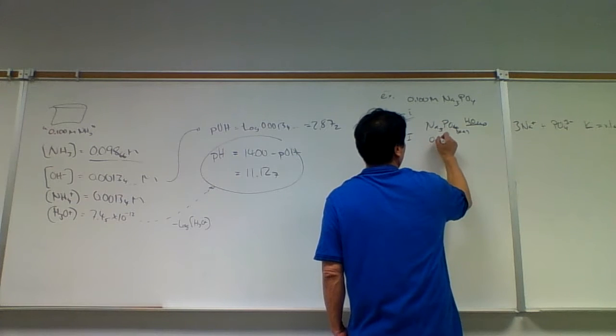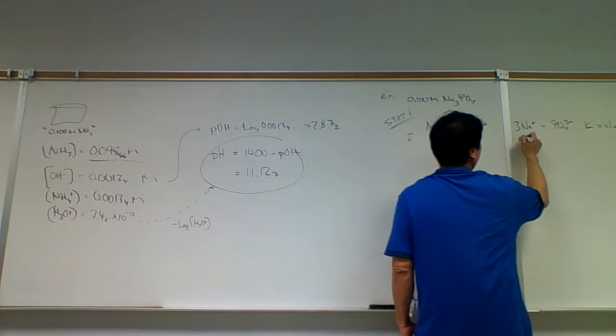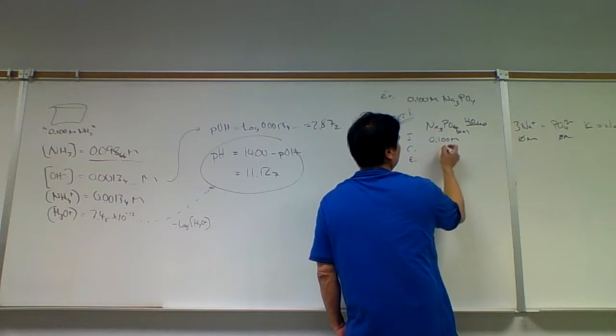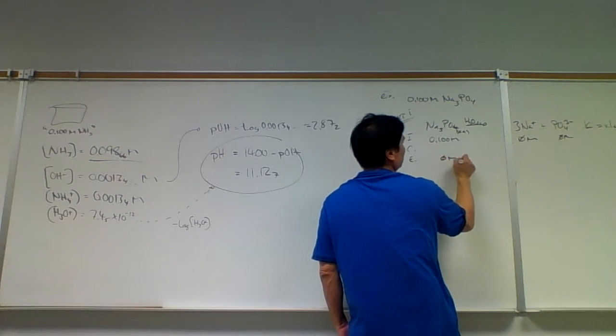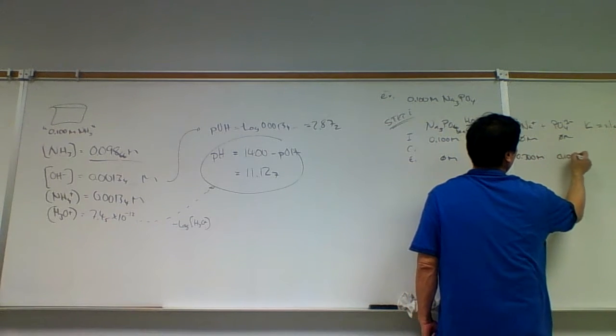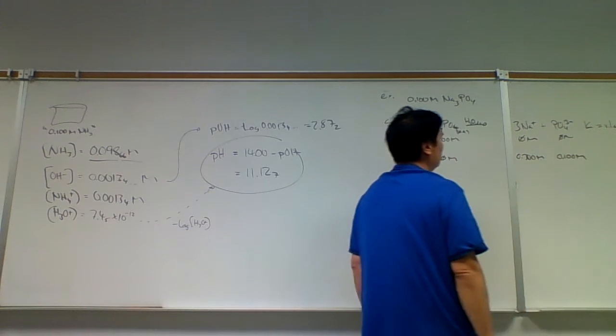And so initial would be 0.100 molar. So we'll say none of it has ionized yet. And the change is going to be complete. And so we're going to lose all this, 0 molar. And that means we're going to form 0.300 molar sodium ions and 0.100 molar phosphate ions.